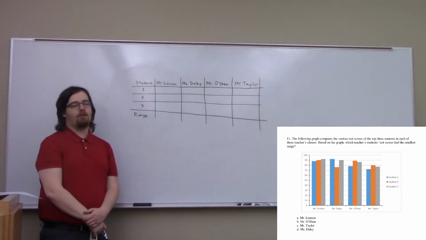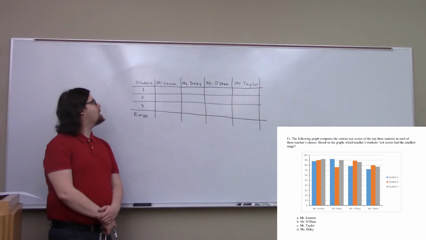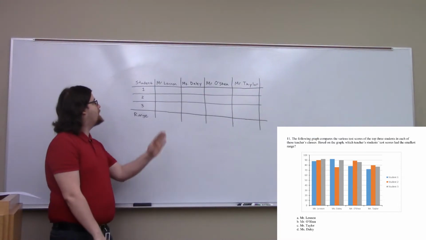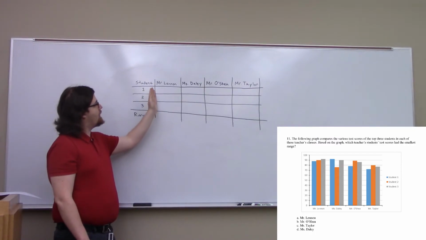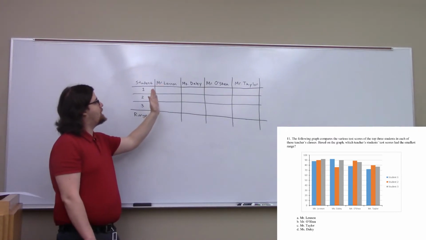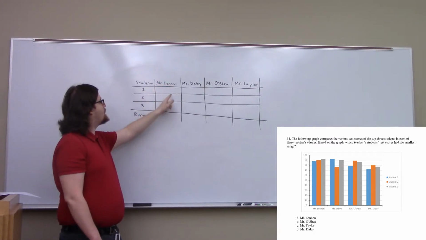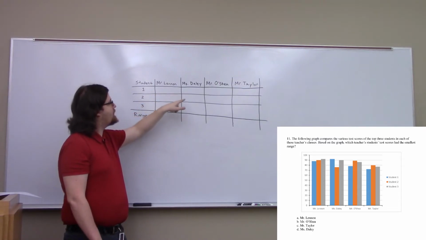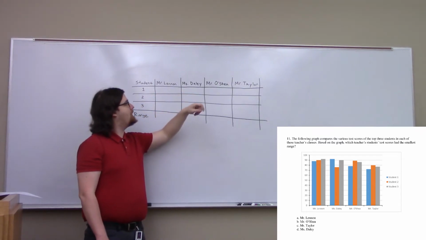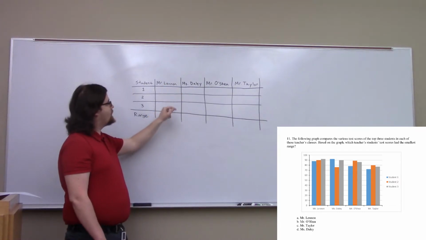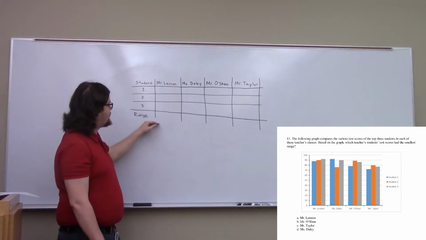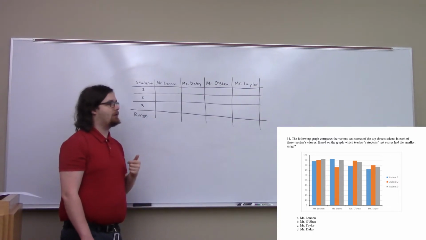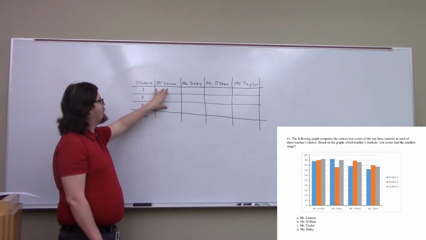Alright, so here I've drawn a very basic table where we can see on the left column I have students, student 1, 2, and 3, and then on the top I have the names of each teacher. So as we go across, this will be student 1 and Mr. Lennon, student 1 and Miss Daly, and so on. Student 2 and Lennon, student 2 and Daly, and so on. And then on the bottom here we have a range where we'll calculate the range based on the values for each student.